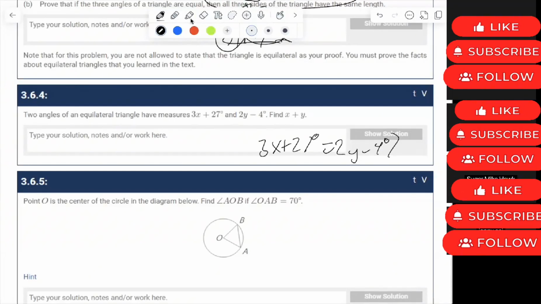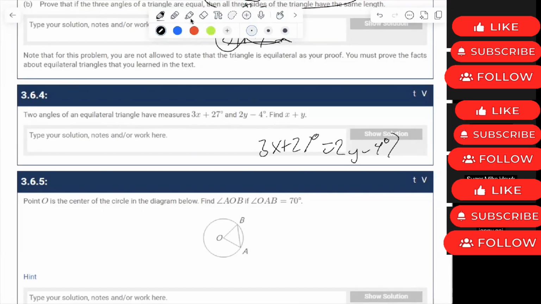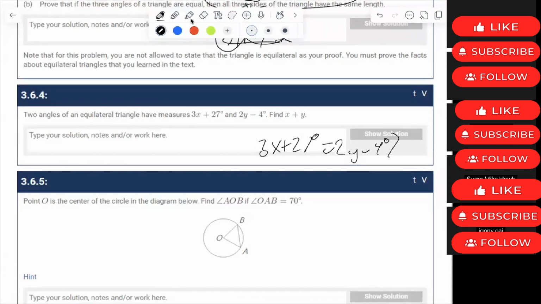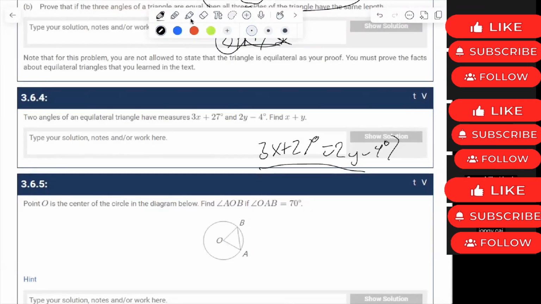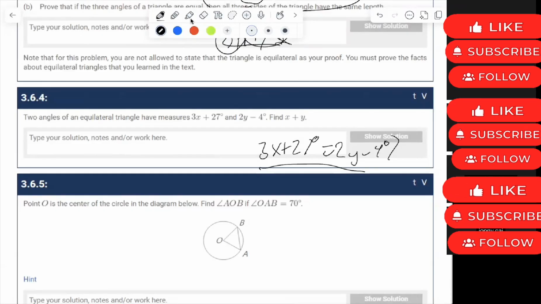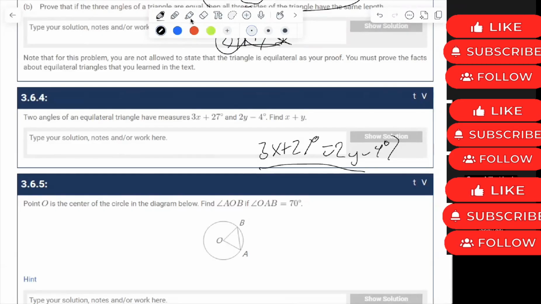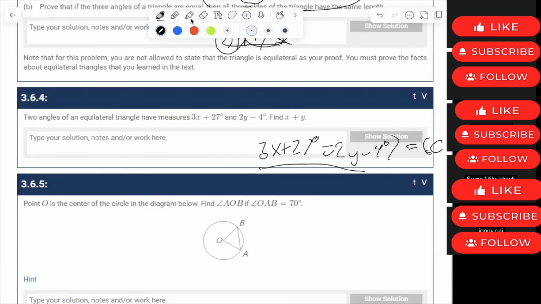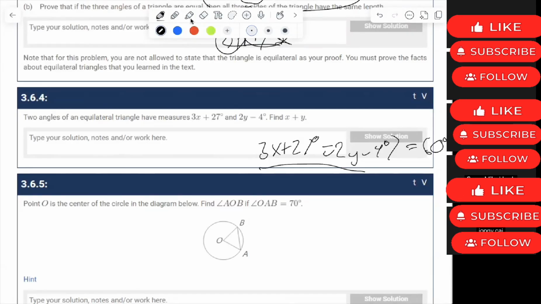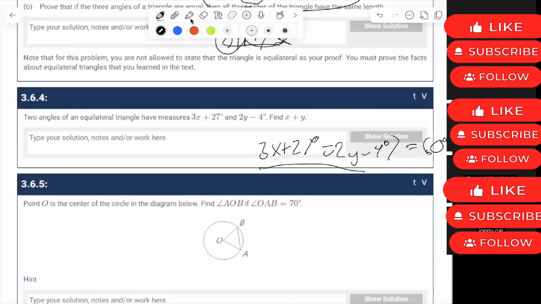And I want to make this kind of equivalent. If we want to find x plus y, we want to sum it up. We want to simplify this for us. But also notice that the angles are equal to 60. So one way to approach it, if you don't want to solve for the angle, is to algebraically manipulate. Another way is to straight up solve for the angles.